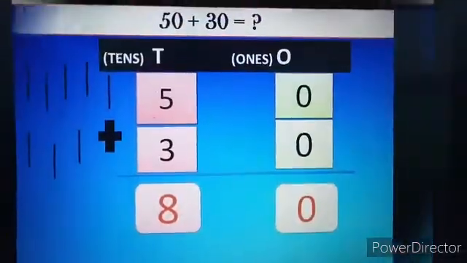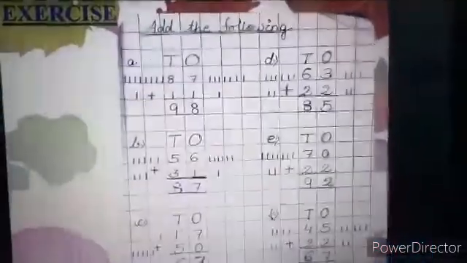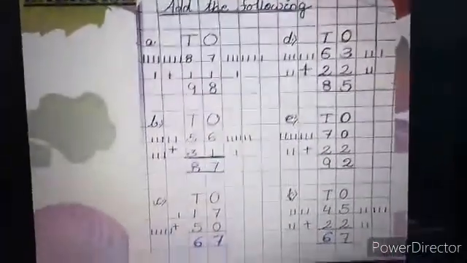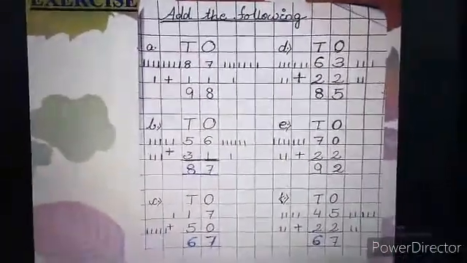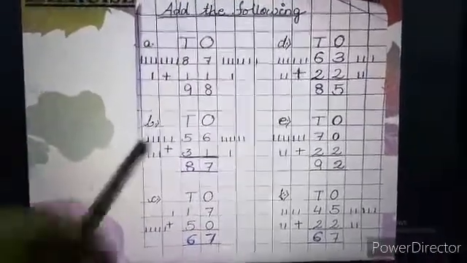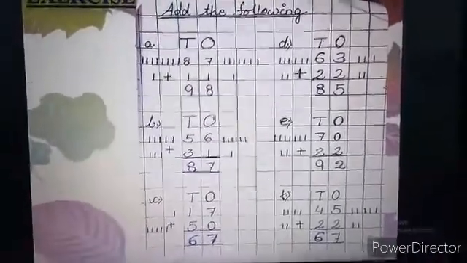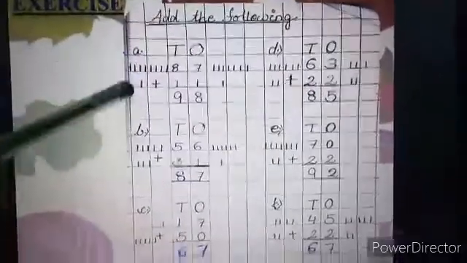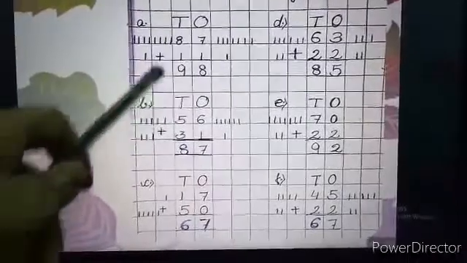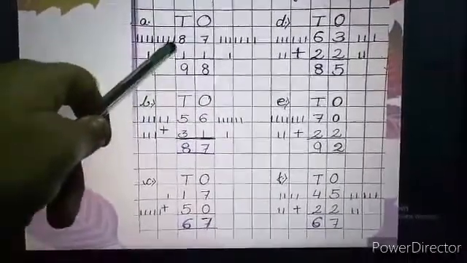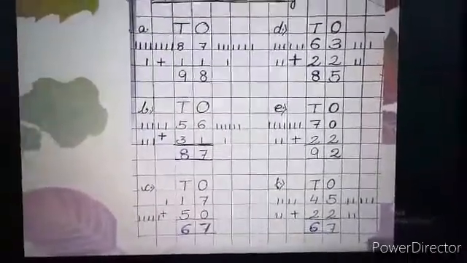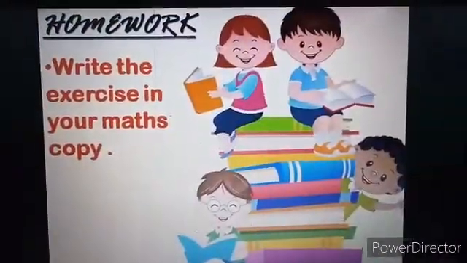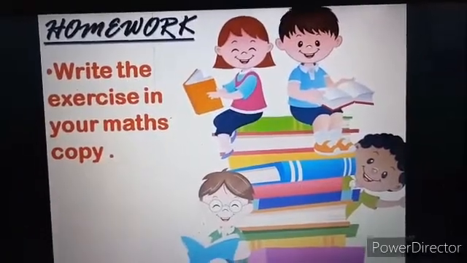Okay. Let's move toward the exercise part. See children, here is the exercise. Add the following. Here I have given 6 questions, and I have also solved the questions by drawing lines. So your work is to write this exercise in your copy. You have to do exactly the same thing by drawing lines as I have done. Okay. Now your homework is to write the exercise in your maths copy.